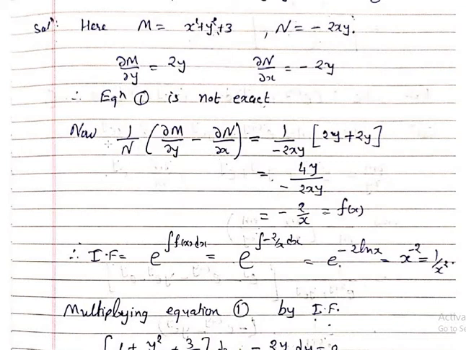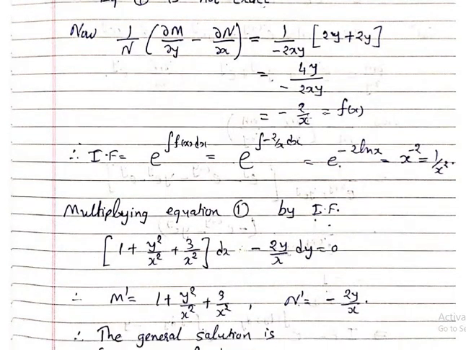I have told you, if we are dividing by N, then the second term will be of N and the first term will be of M. So del M by del y is 2y, minus del N by del x, which is minus 2y, will be 4y upon minus 2xy, and simplifying this term, that will give you minus 2 upon x. See, this is a function of x only, and if it is a function of x only, then you can apply case 4. So here it is a function of x only, so I am going to write down this is equal to f(x).